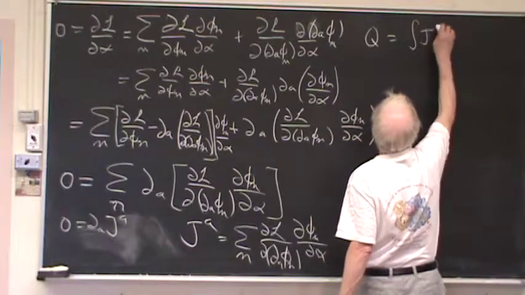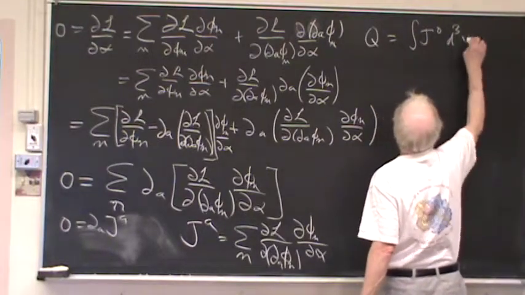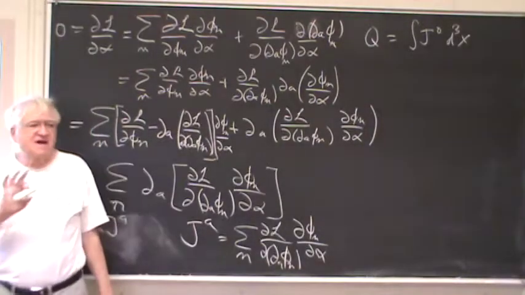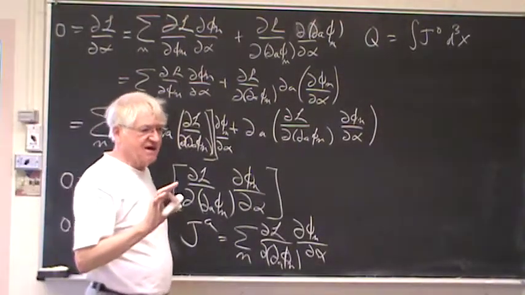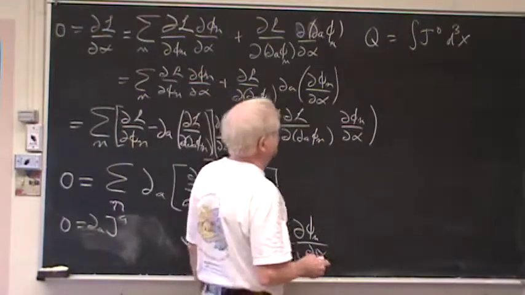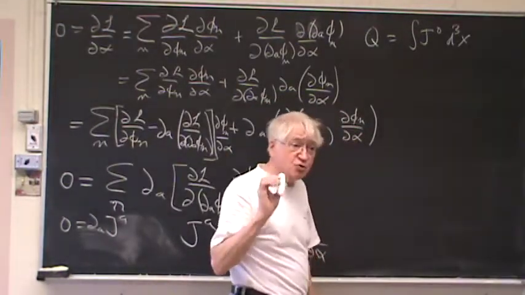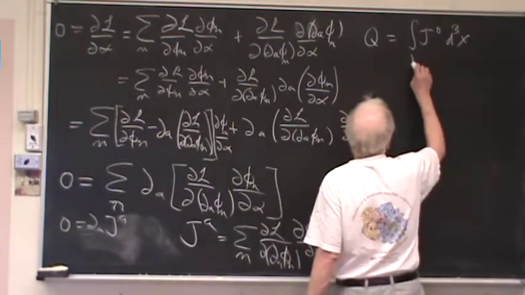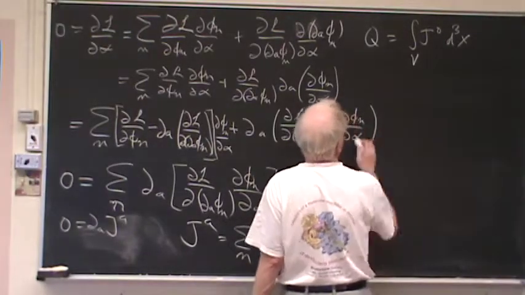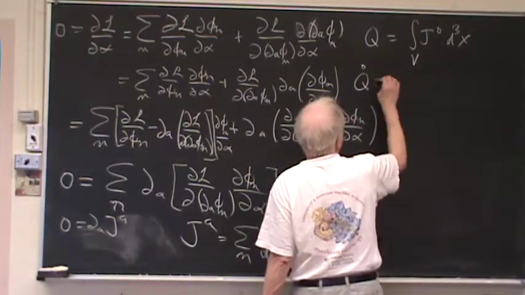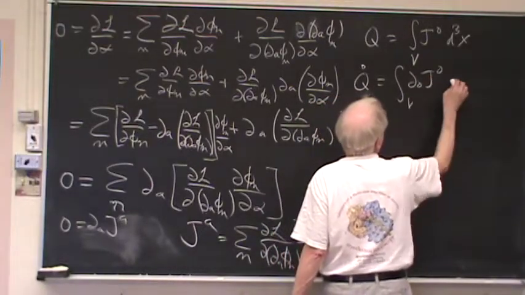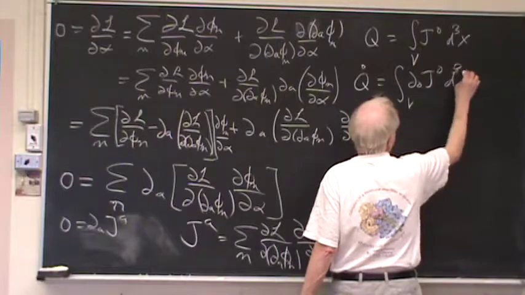Q, which is the integral of J0 d cubed x, is more or less time independent. Let me say in what sense it's time independent. It represents a truly conserved charge. So the integral of q over some volume, what is its time derivative? Well, q dot is the integral over V of d0 j0 d cubed x.